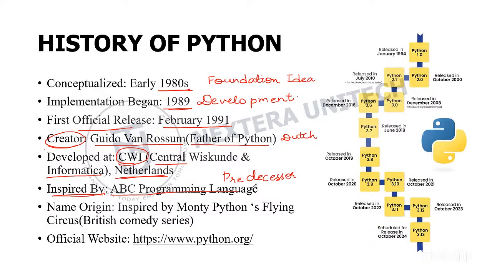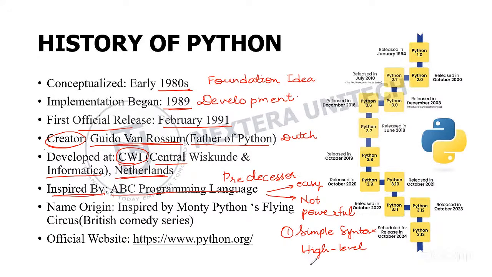You may ask, when we have the ABC programming language, why do we need Python? ABC programming language is very easy but not so powerful. So the creator, Guido van Rossum, wanted a simple syntax, high-level features, and also easy extensibility. For these features, he created Python. The name is inspired by Monty Python's Flying Circus, which is a British comedy series, and not the snake python. And the official website of Python is www.python.org.